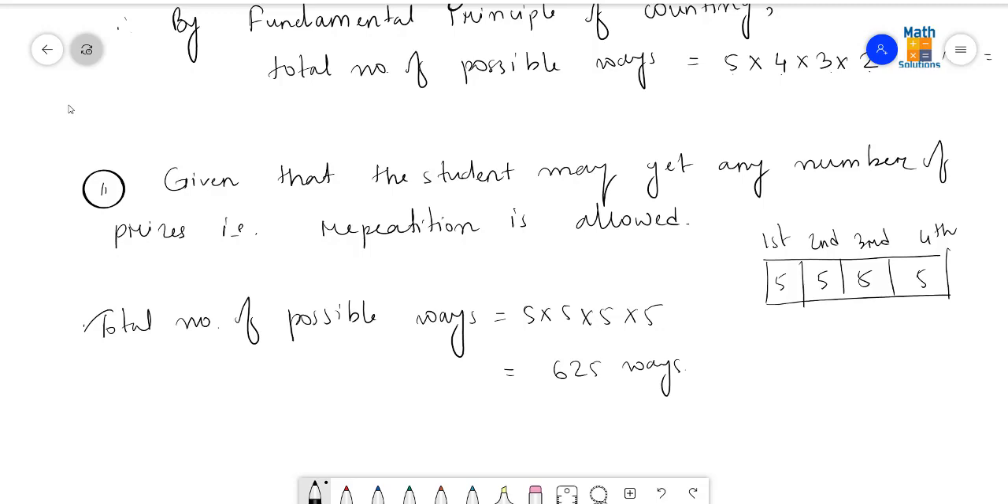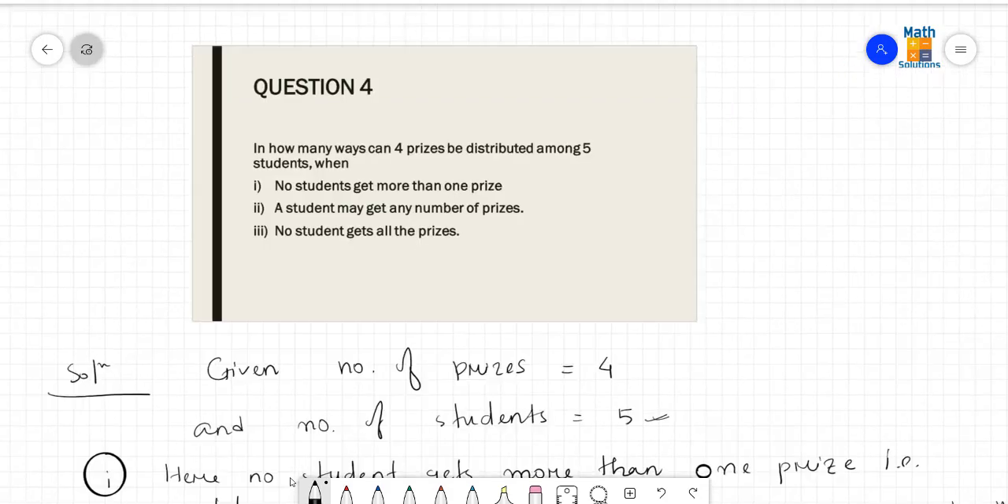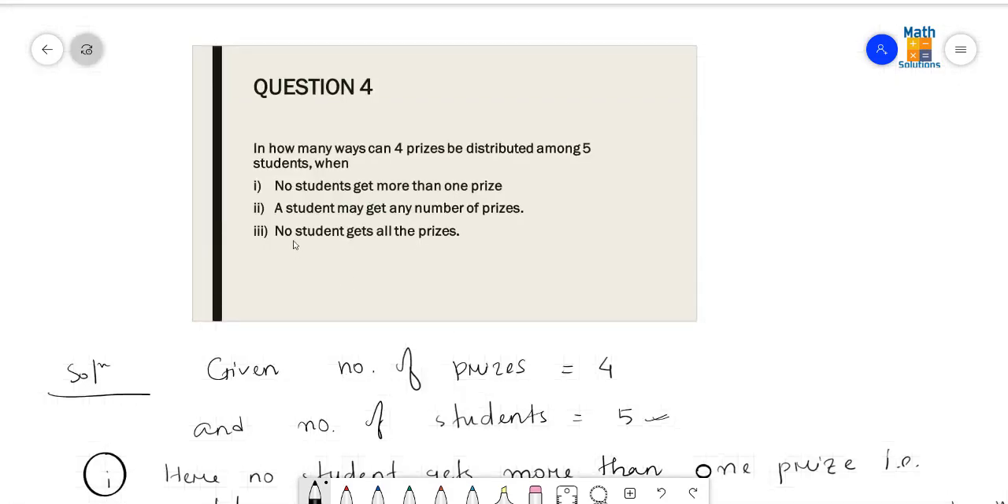Similarly, for the third one, what is said here? Let us check once. The third question is, no student gets all the prizes. That means there is no such student who is getting all the prizes. How to calculate this? For calculating this one, what do we have to do?